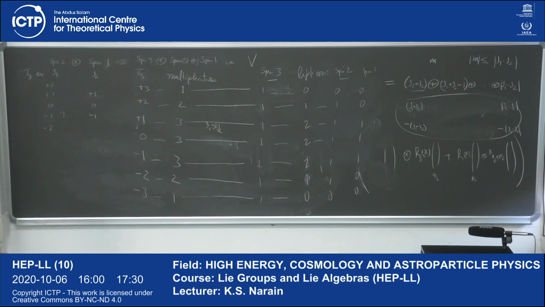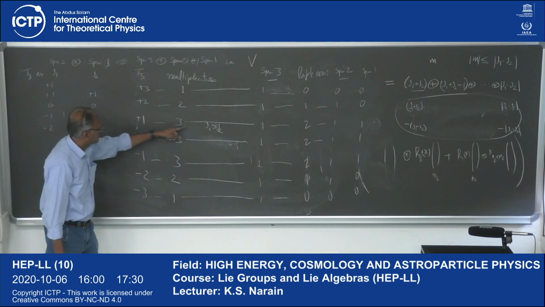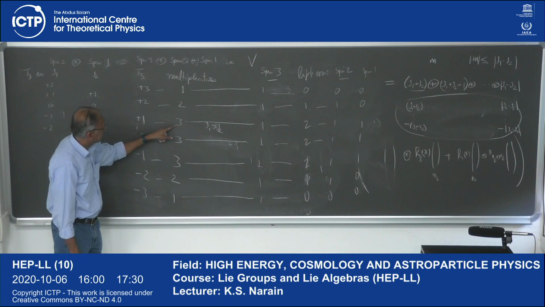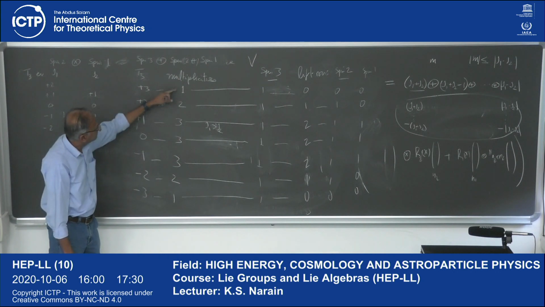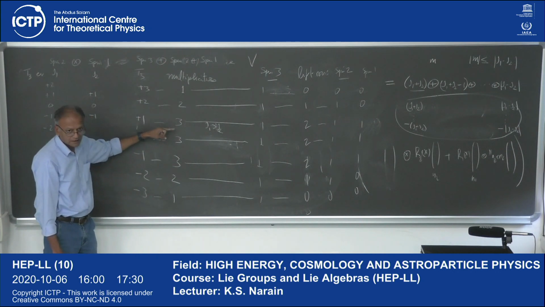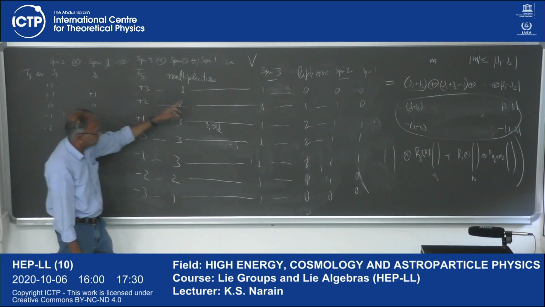So the crucial thing to prove here is that once you reach the modulus of J1 minus J2, after that the multiplicity doesn't change. Up till then, multiplicity increases by 1 unit. And that will prove this formula.